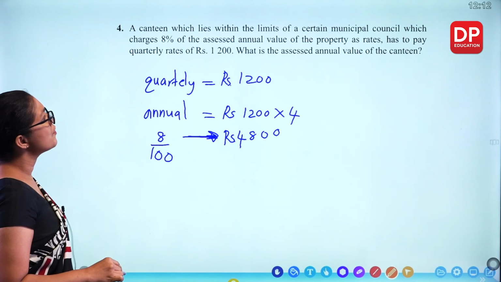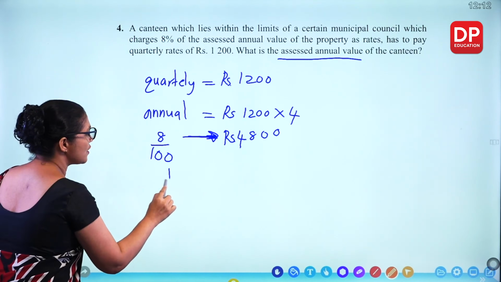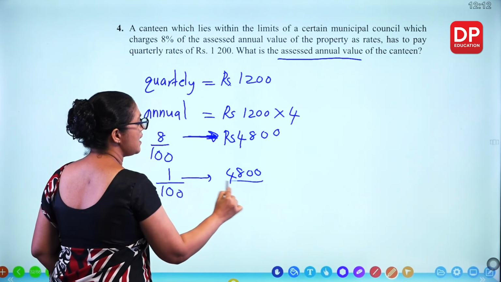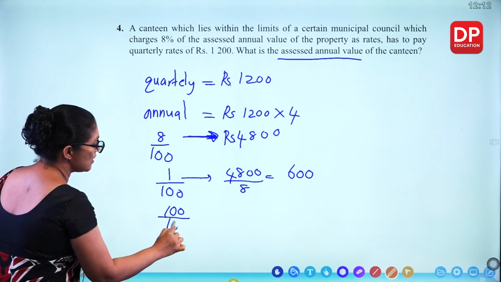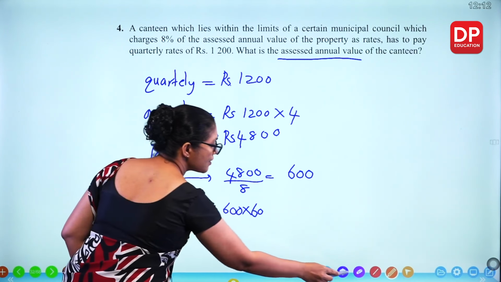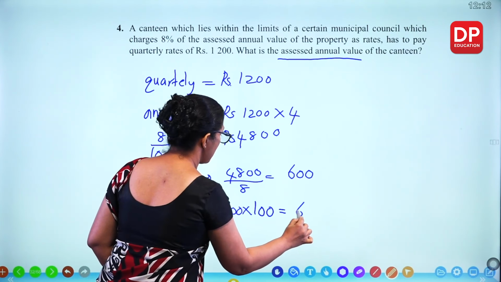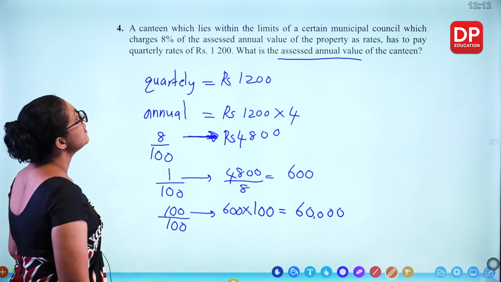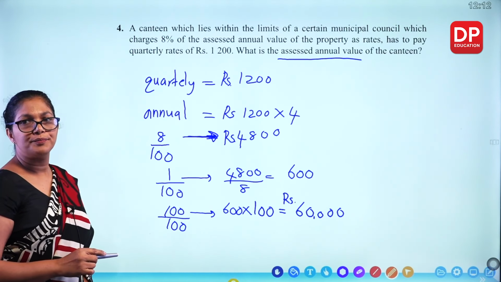So you are asked to find out the assessed annual value. Assessed annual value means you first find one part. That means you divide by 8 and 100% value is the total assessed value. 600 multiplied by 100. So you get 6 and 4 zeros. That means 60,000 rupees is the assessed annual value.